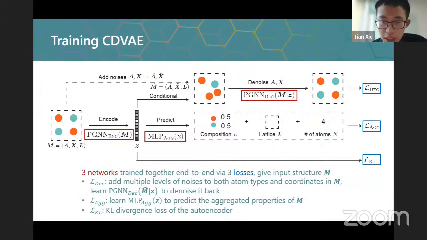The first loss is the decoder loss, which is trained via a denoising objective by adding noise to the input structure, and then this network denoises by updating both atom types and positions. Then we have a second, property prediction loss that predicts these three properties for the input crystal given this latent vector Z. And the last one is the KL divergence loss for the variational encoder.